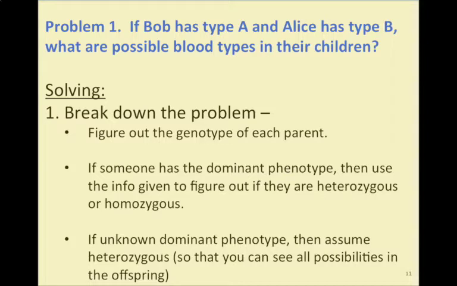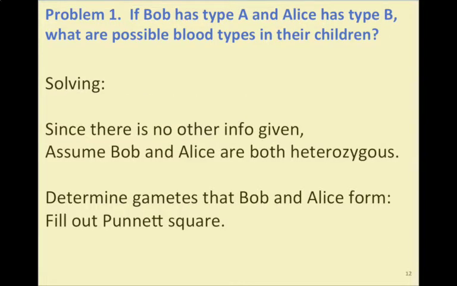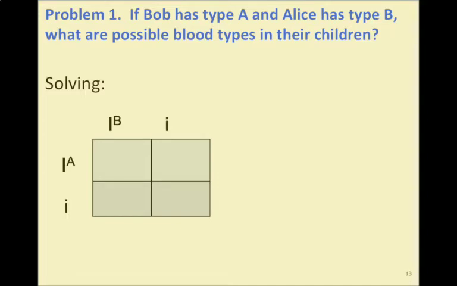And same with Alice. So if Bob is heterozygous for type A, that would mean that he has IA and little i. If Alice is type B and heterozygous, then she would have an IB allele and a little i allele. So I'm going to have you fill out the Punnett square. Did you get this Punnett square? Now fill out all of the genotypes of the children and then figure out what blood types that would be.